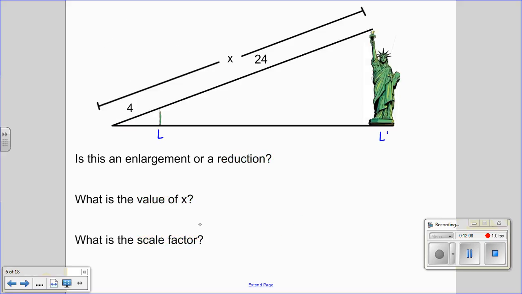Work this example out with the Statue of Liberty on a separate sheet of paper and snap a photo. 1A.